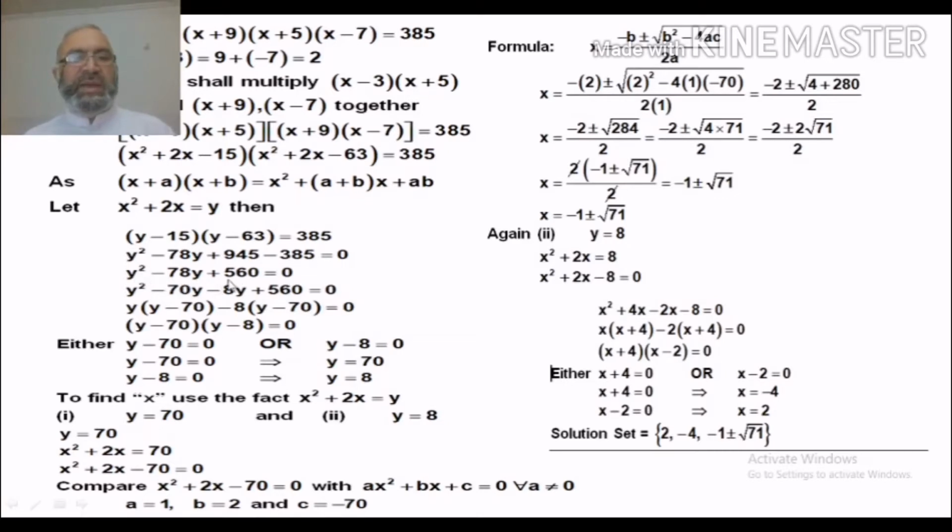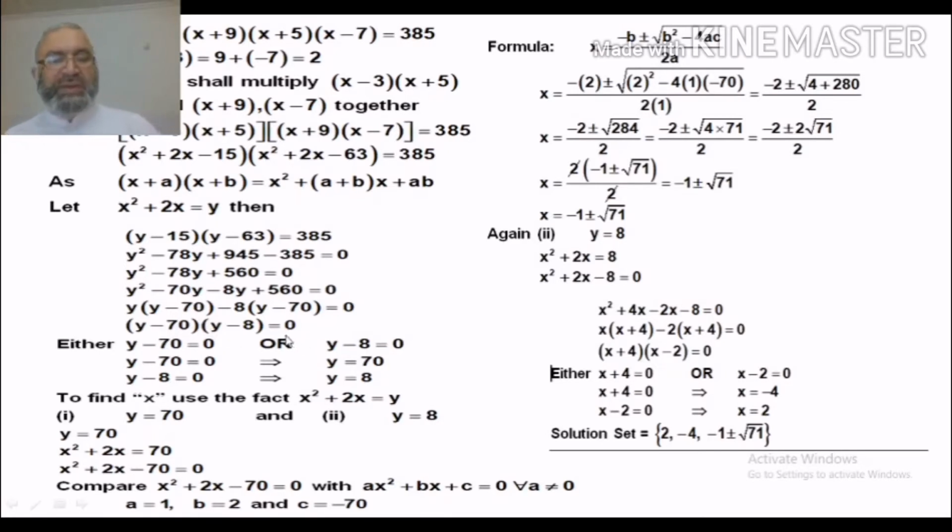Now we can solve this by either method. First we solve this by factorization. So by making factors minus 70 and minus 8, if we add we get minus 78, if we multiply we get 560. Thus replacing minus 78y by the two terms minus 70y and minus 8y. Taking y common in the first two terms, we get y into (y minus 70). Minus 8 in the next two, we get (y minus 70). So y minus 70 is common. We get (y minus 70)(y minus 8) is equal to 0.